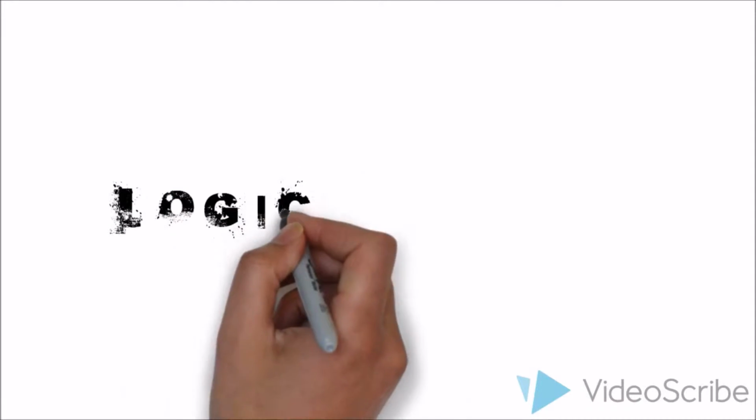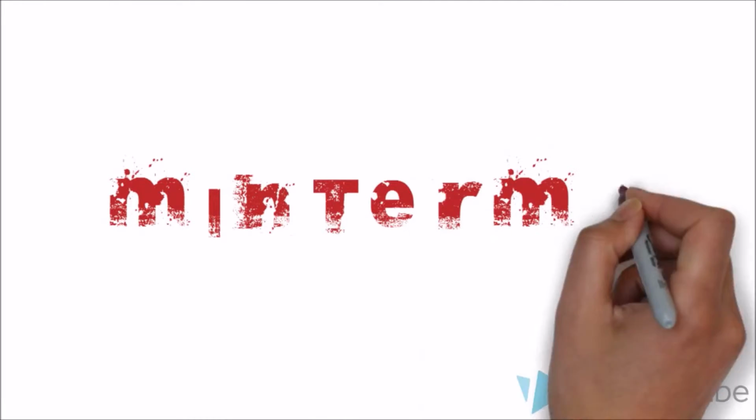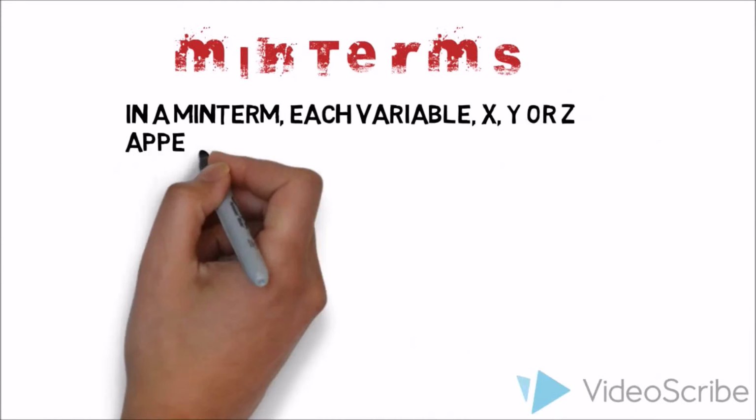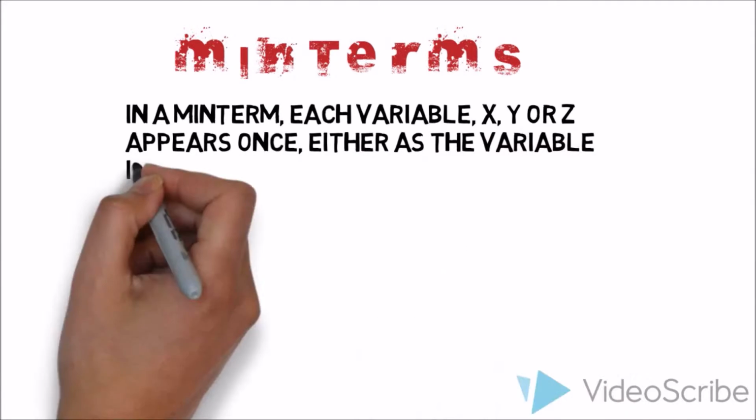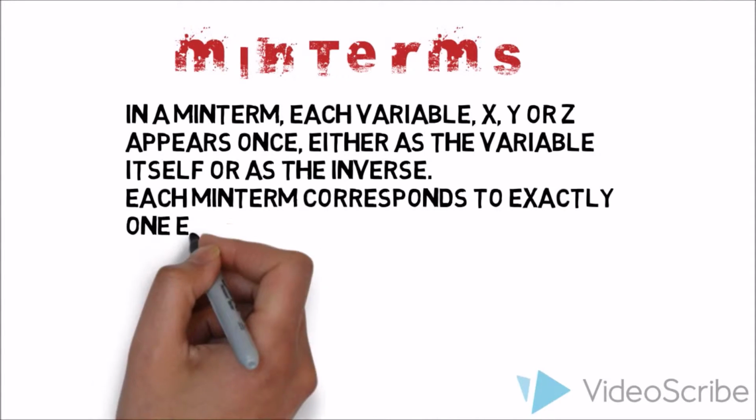If we want to talk about logic circuits, first we need to talk about minterms. Important points about minterms include the following. In a minterm, each variable x, y, or z appears once, either as the variable itself or as the inverse. Each minterm corresponds to exactly one entry or row in the truth table.